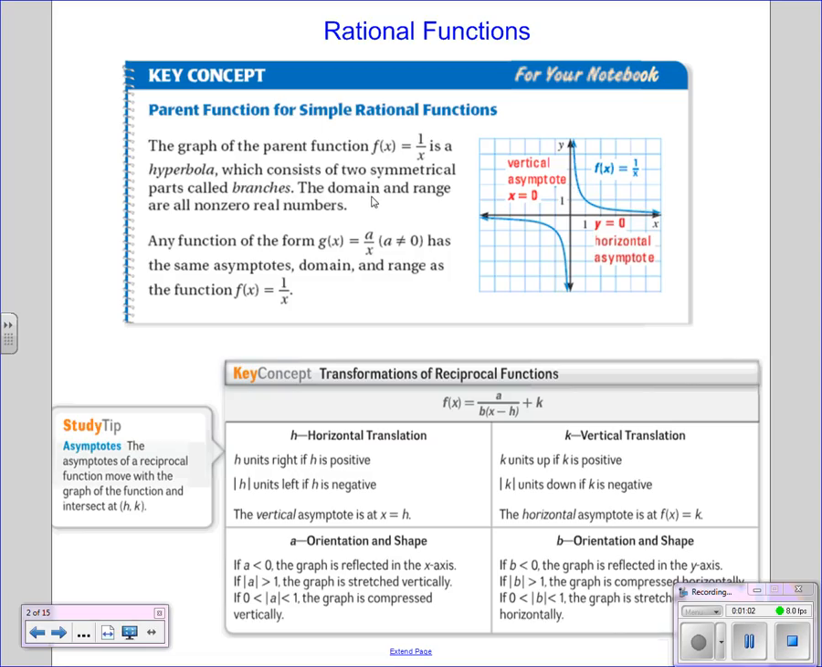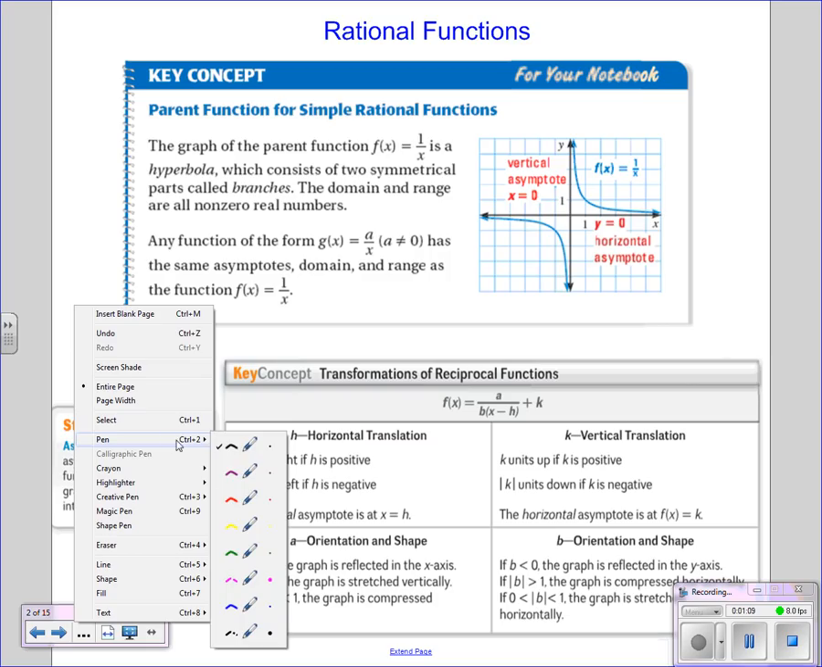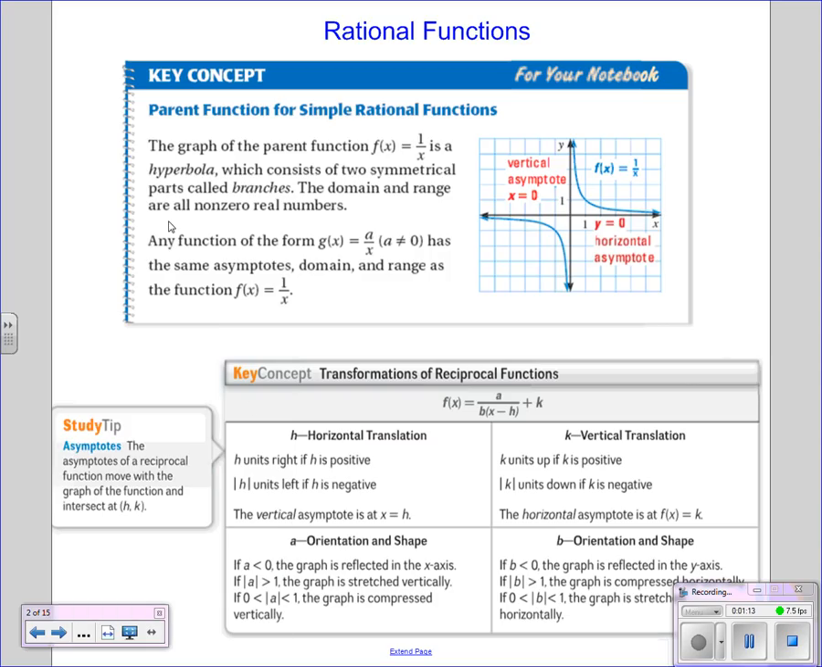The domain and the range for the parent function are all non-zero real numbers. To express that with symbols, it would look like this. You could say negative infinity to 0, a U for union, and then 0 to infinity. You would write it like that because, again, you can't include 0, and there's a little pause or break wherever there's an asymptote. So that's how you would write the domain or the range in this particular case.